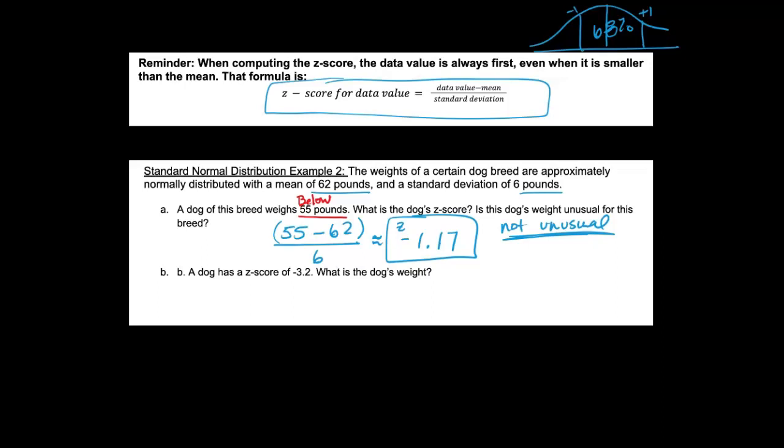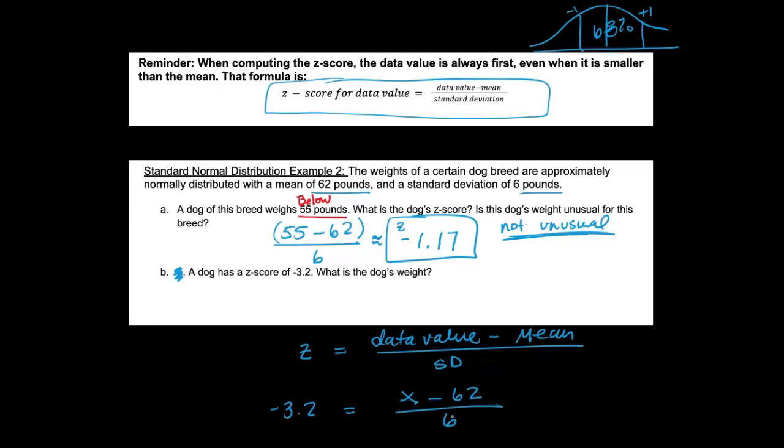Okay, so let's look at this next one. So this one's a little bit different. It says a dog has a z-score of negative 3.2. What is the dog's weight? So now we're being asked a different question. So I'm going to write down the z-score formula. So the z-score is equal to the data value, which would be the dog's weight that we're trying to find, minus the mean, divided by the standard deviation. So the z-score is negative 3.2, so I'm just going to plug that in, equals the data value, I don't know what that is, minus the mean, 62, divided by the standard deviation of 6.